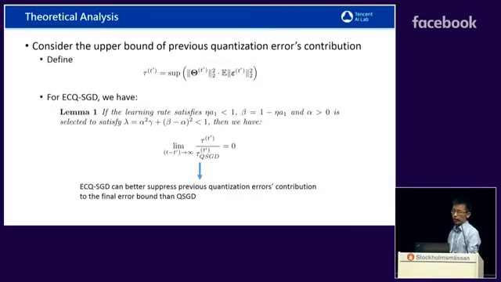And next, we compare the upper bound of the previous quantization errors' contribution to the final error bound. We have this number, which indicates that with properly chosen hyperparameters, ECQ-SGD can better suppress the previous quantization errors' contribution in the final error bound than QSGD. So in conclusion, at least for convex quadratic optimization, ECQ-SGD will have a tighter worst-case error bound than QSGD.